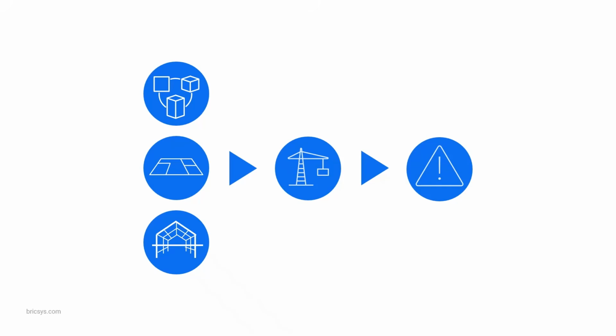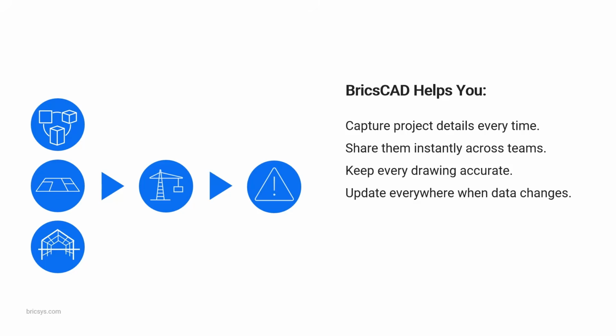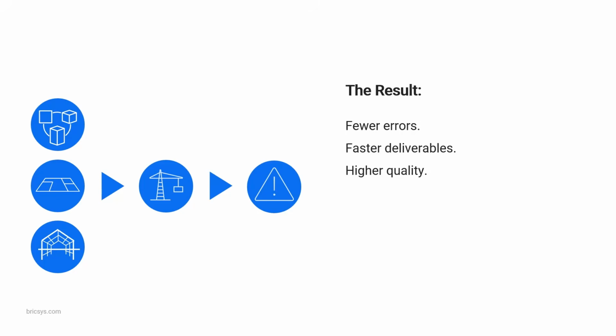Why is this important? Because in real projects, as-built conditions never match design exactly. Every deviation impacts your work, whether in drawings, fabrication, or in on-site assembly. BricsCAD helps you capture project-specific details, share them across your whole team, and maintain consistency and accuracy. And when project data changes at any stage, BricsCAD ensures that the update reaches everyone. That means fewer errors, faster deliverables, and higher quality.